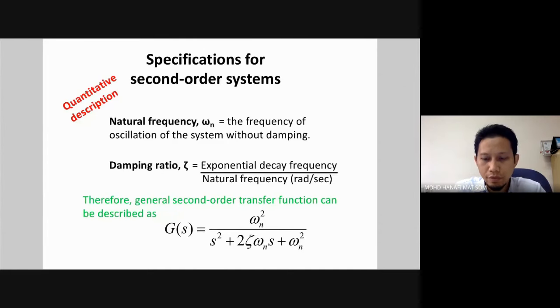We continue our lecture for the second order system. Okay, before we go into details of the second order system, there is one thing that I need you to take notes of, which is the damping ratio, represented by the symbol zeta. The damping ratio is actually the exponential decay frequency over the natural frequency.